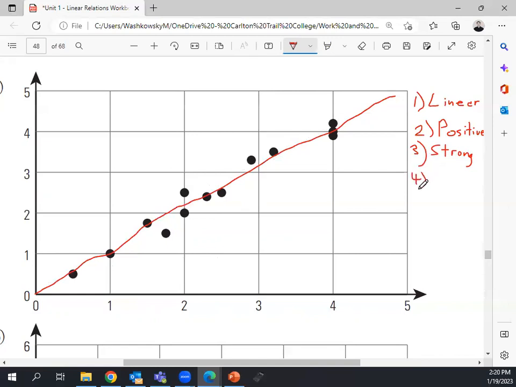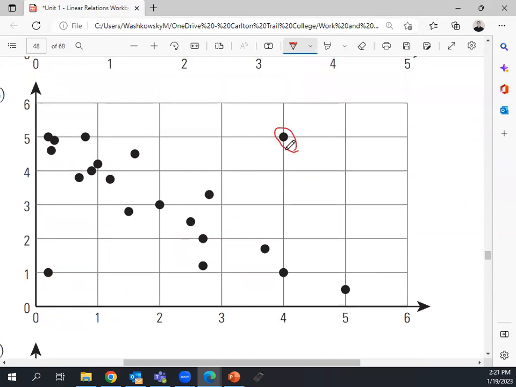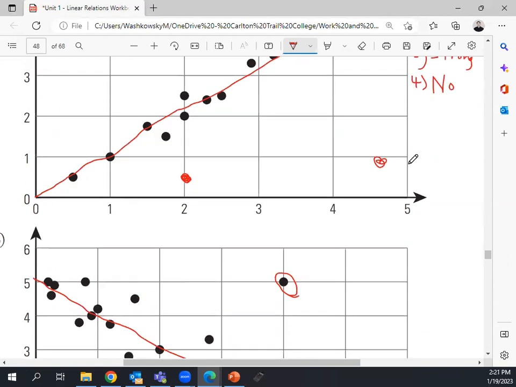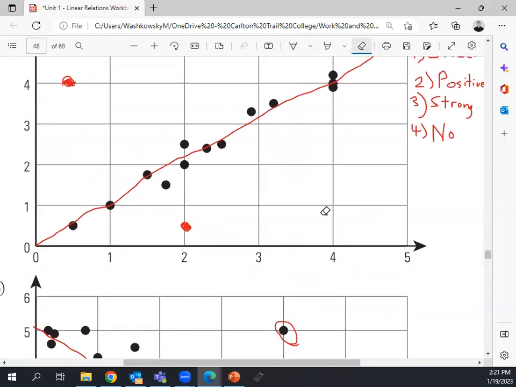And then finally, for question 4, are there any outliers? Is there anything here that just makes no sense, really far away from this line that we've made? Not on this one. No, there's no outliers here. Now, an example of an outlier might be something down here or something up here. Ooh, so this right here is an example of an outlier, and this right here is an example of an outlier. This one has a really nice trend, but those two are outliers. So the first graph, no outliers. This graph, absolutely, has outliers.